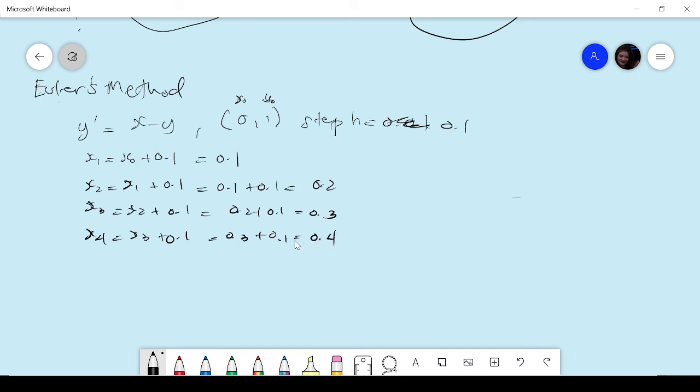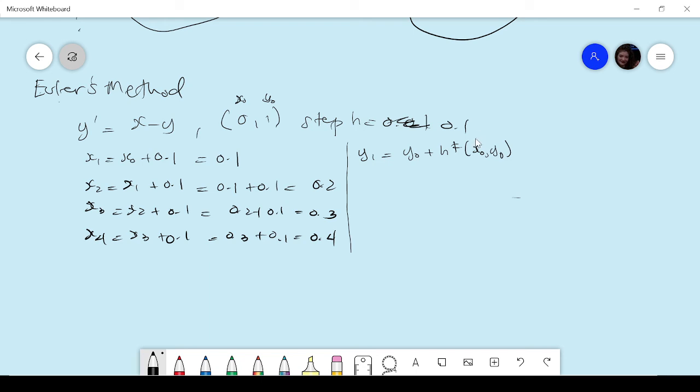Okay. So, how about the y values? So, y1, the start is y0 plus h times f of x0, y0.